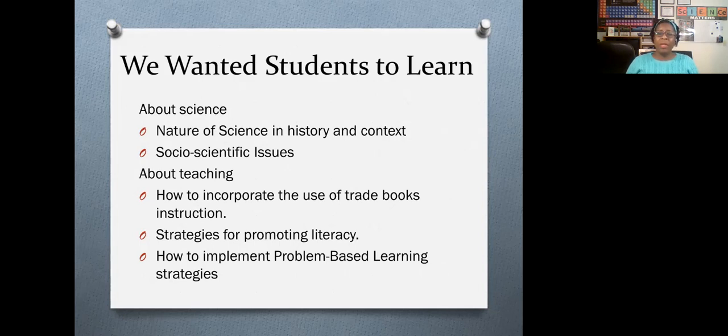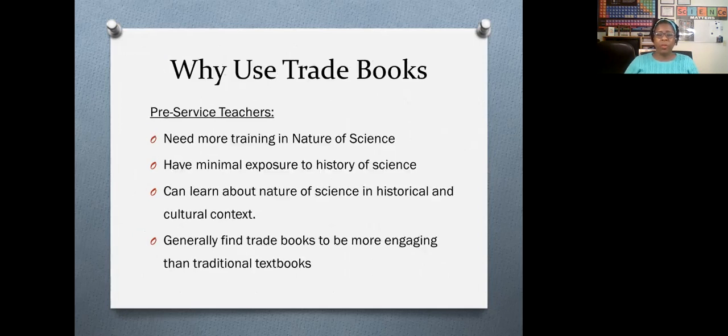We also want to implement problem-based learning strategies. So we wanted students to learn that as a part of their teaching as well. We use trade books because we know that pre-service teachers need more training in the nature of science. That's the case, quite honestly, for some in-service teachers too. We know that they have minimal exposure to history of science when they come into the methods courses. And we thought that they could learn about the nature of science in a historical and cultural context. And so generally, pre-service teachers, very much like secondary students, found trade books to be more engaging than traditional textbooks.